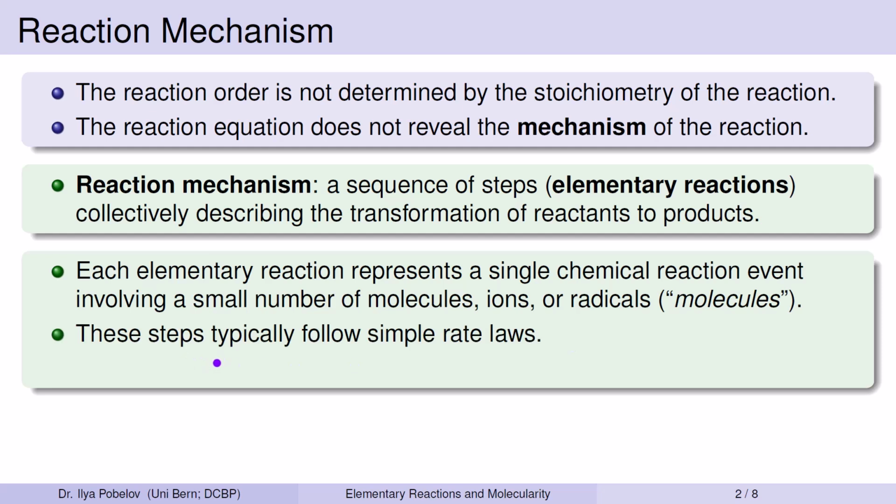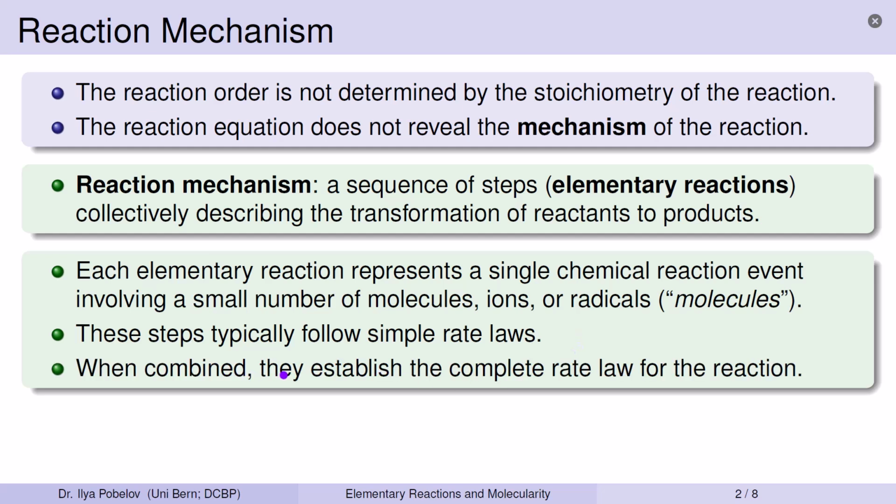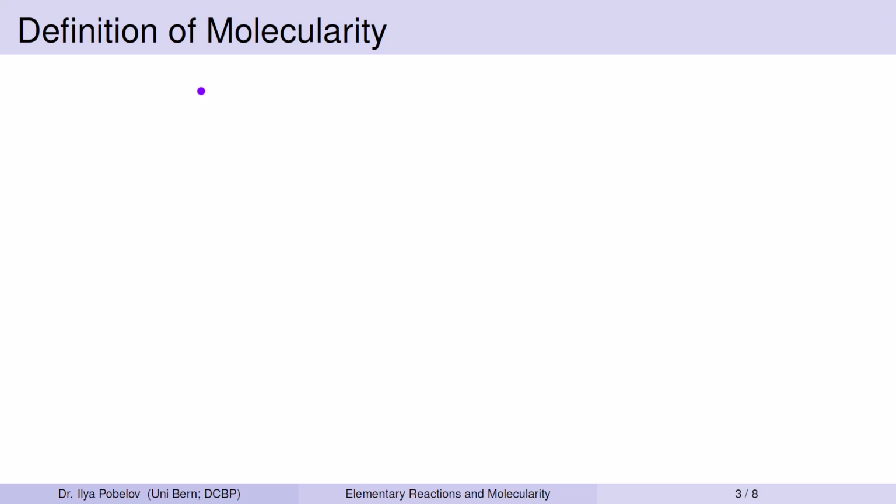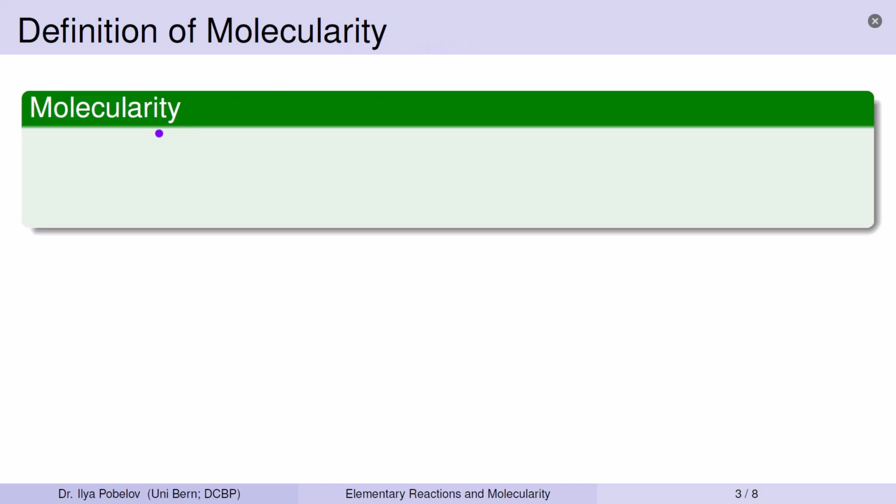These steps typically follow simple rate laws, which, when combined, establish the complete rate law for the reaction. The rate law, including the reaction order, is derived from the reaction mechanism, not the stoichiometric coefficients of the reaction. In our exploration of reaction mechanism, we encounter the concept of molecularity. Molecularity is a fundamental concept in understanding the kinetics of an elementary reaction.